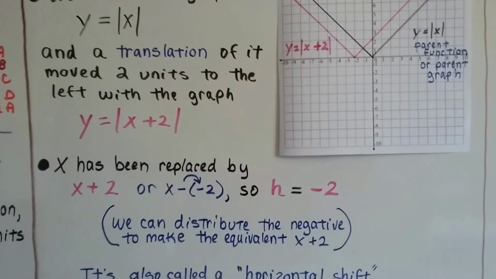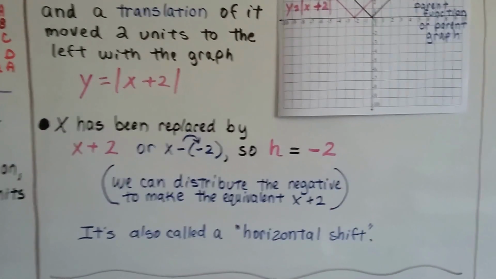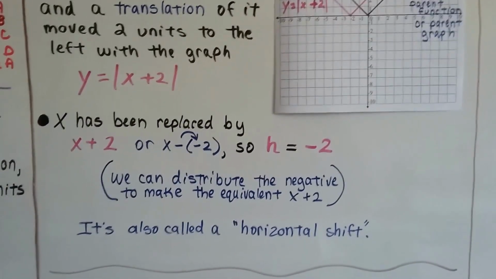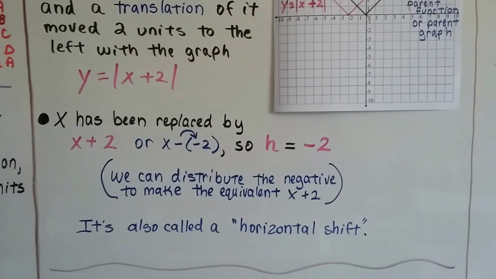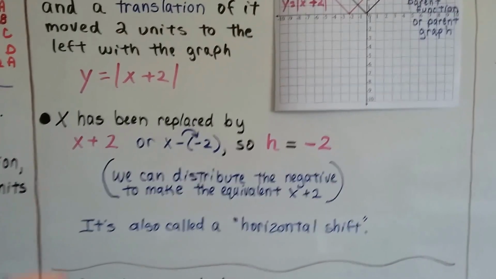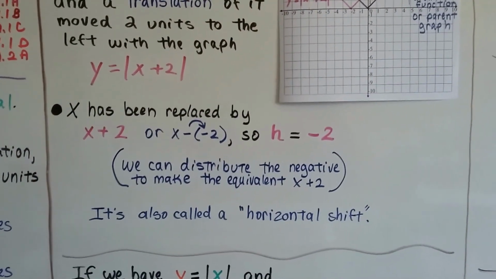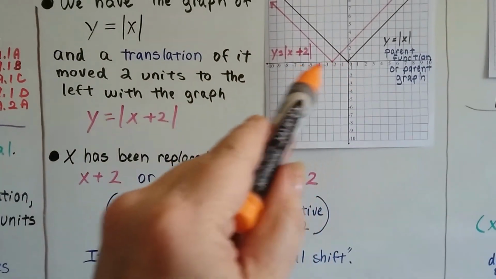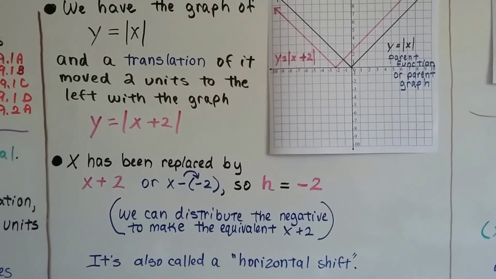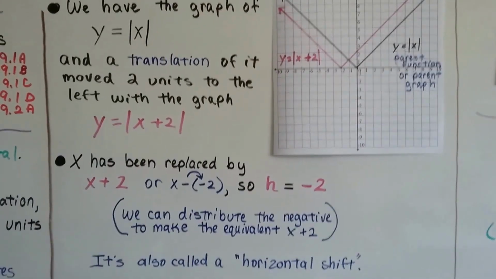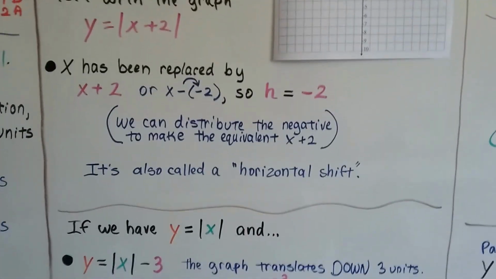The x has been replaced by x plus 2. Or you can look at it as x minus a negative 2. So our h, our constant, is negative 2. If we distributed that negative in, we'd have x plus 2, wouldn't we? This is also called a horizontal shift. So you might hear it called a horizontal translation or a horizontal shift.